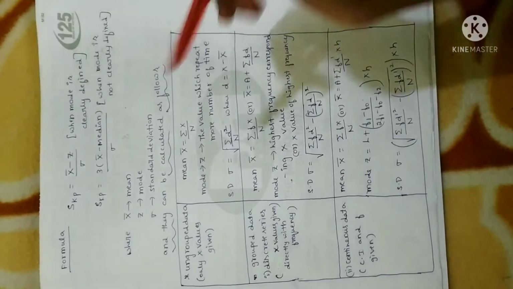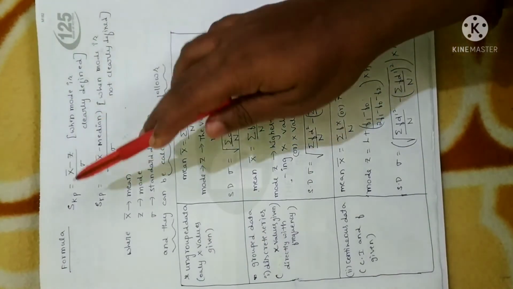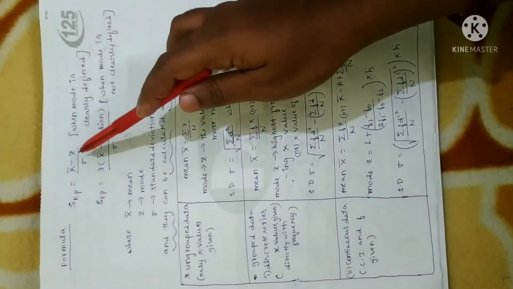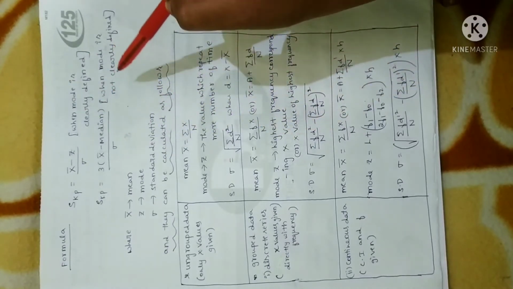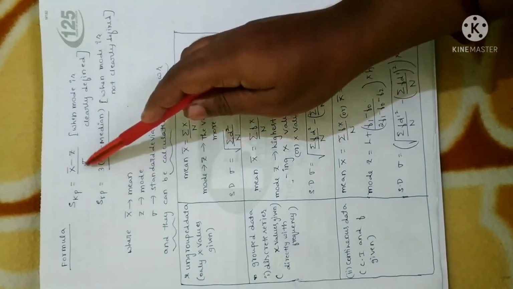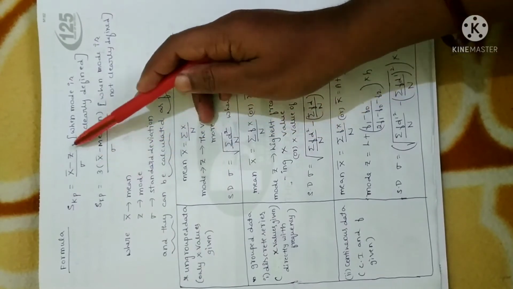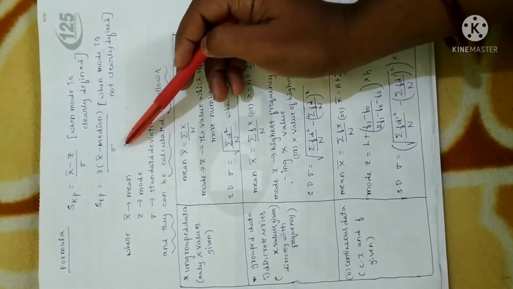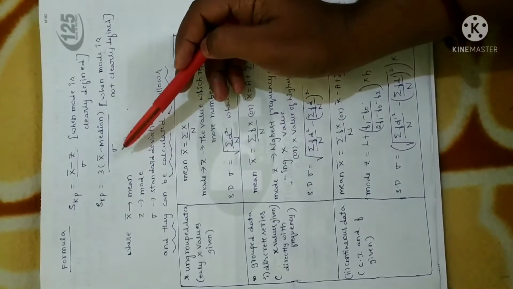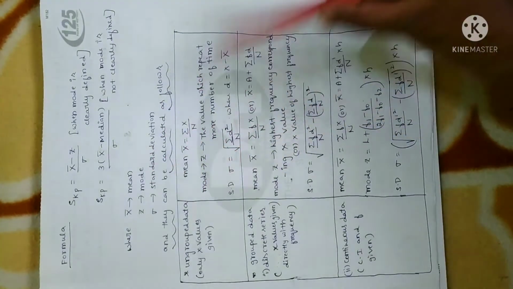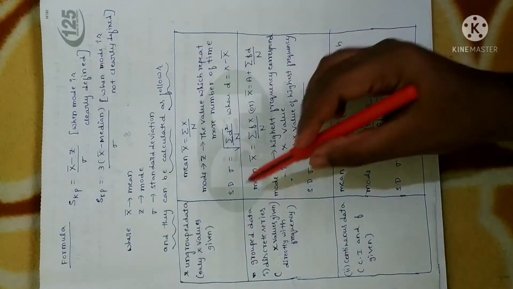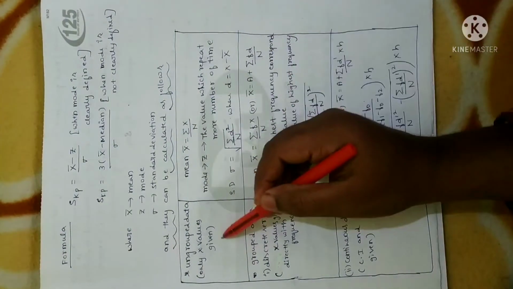Now here I have a list of formulas where I have explained each and every term clearly. SKP, as I already told you, this is the formula we use when mode is clearly defined, and this is the formula we use when it is not clearly defined. As the terms indicate, x bar is the mean, z is the mode, and sigma is the standard deviation. But we are going to use the formulas for these three terms as per the type of the given data. So that is why I have listed the formulas for those here.